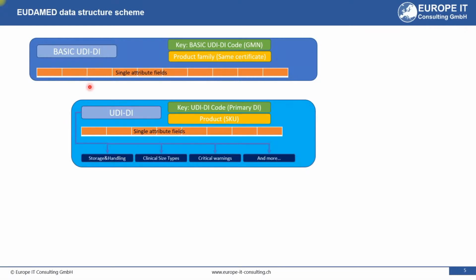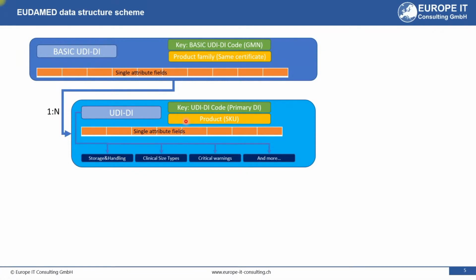The second level is the UDI-DI. The UDI-DI data reflects each of your products. These SKUs are the products which your company is selling. The UDI-DI has as key field the UDI-DI code, also called primary DI number. The primary DI number is a HIBC number or a GS1 number, depending on which issuing agency your company has chosen.